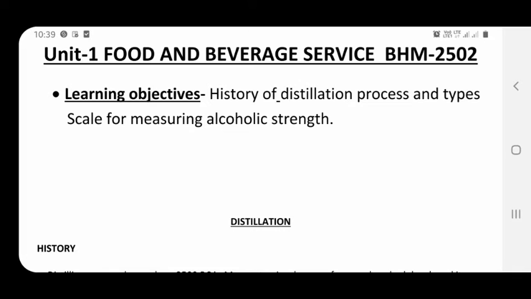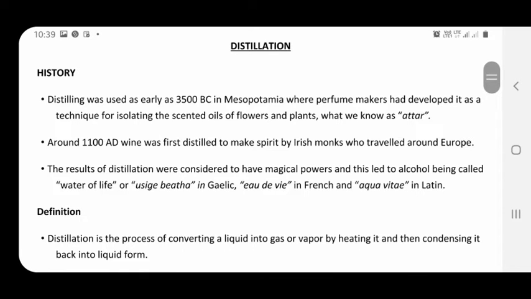In your syllabus there are 4 units. The first unit is distilled beverages, the second unit is traditional spirits, the third unit is liqueurs, and in the fourth unit you will learn about cocktails. So we will learn one by one. In this video, we are covering the distillation process and the history of distillation. One by one we will go through, and we will come to know everything.